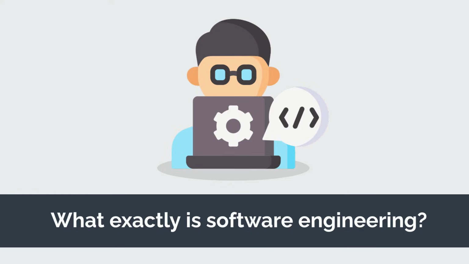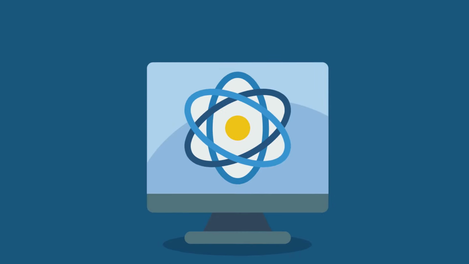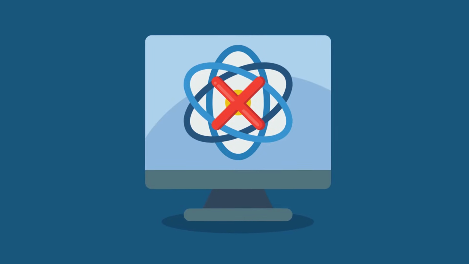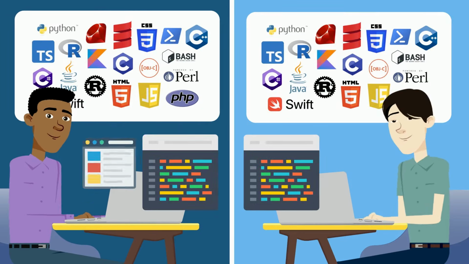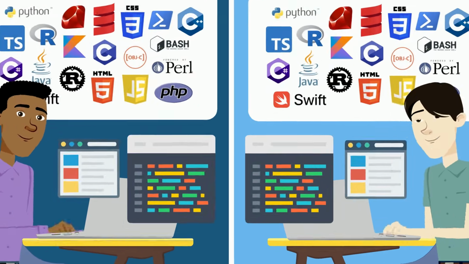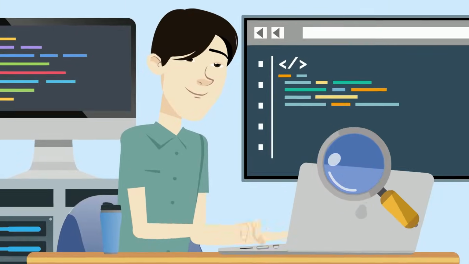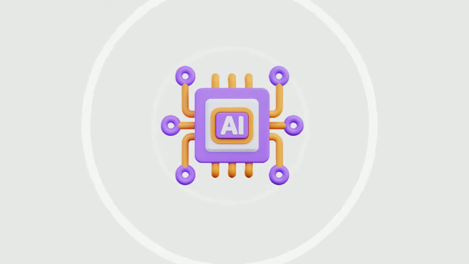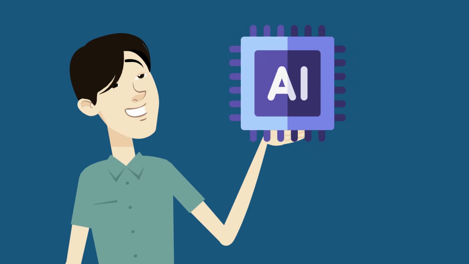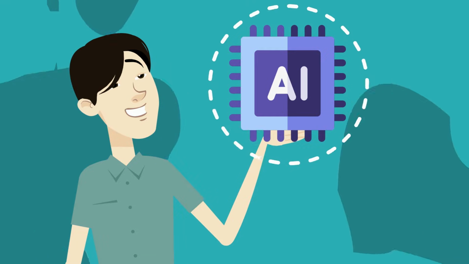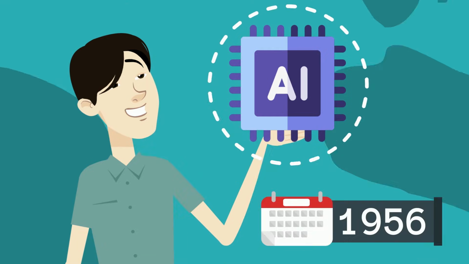We'll start with some context. What exactly is software engineering? You might be surprised to learn that it is not computer science, so let's clarify the difference. While both of them do have programming languages, concepts, and techniques at their core, computer scientists use these topics to do theoretical research and develop new technologies. For example, it was computer scientists that introduced the very first AI to the world back in 1956.